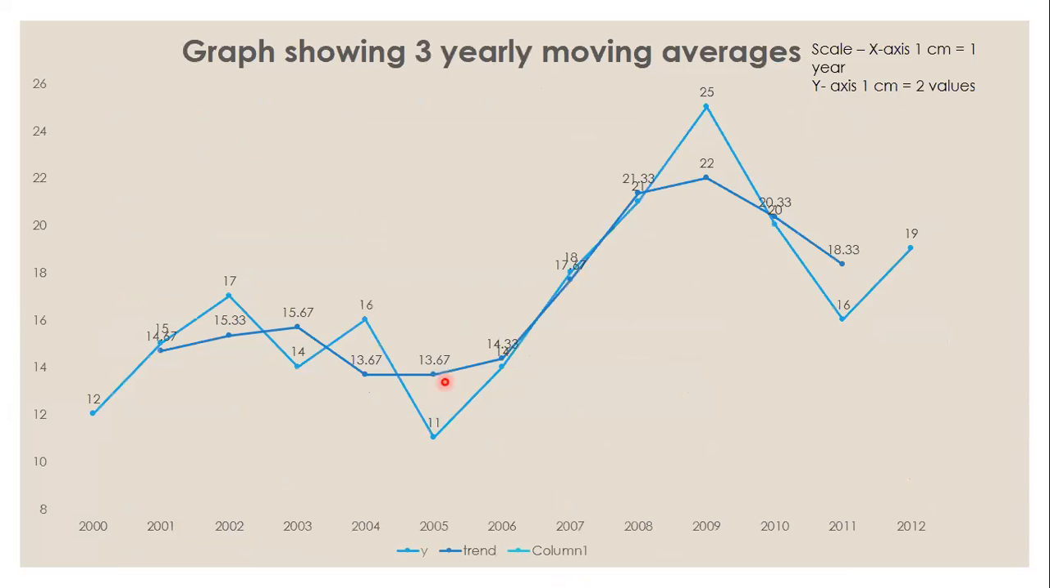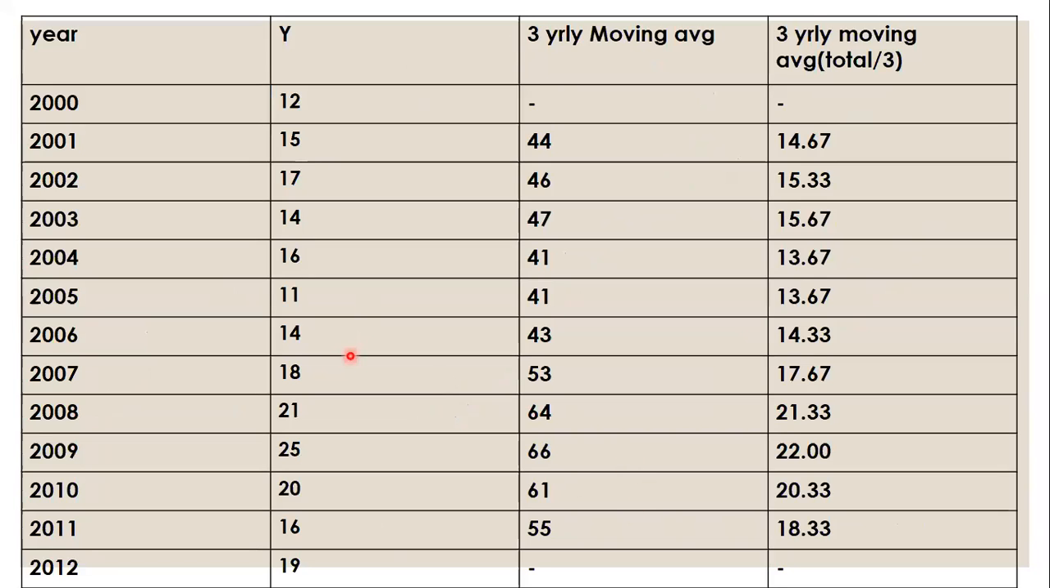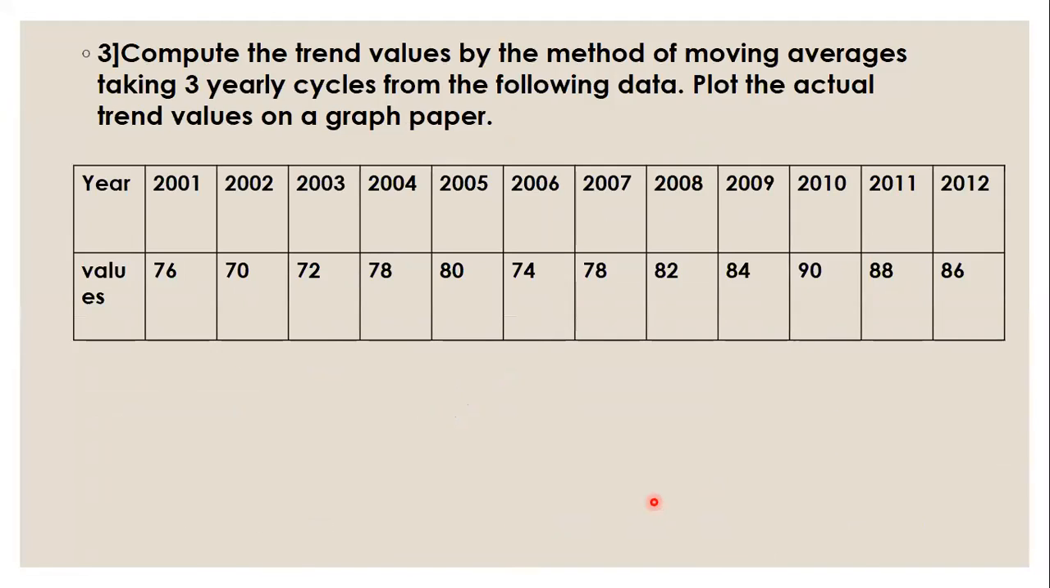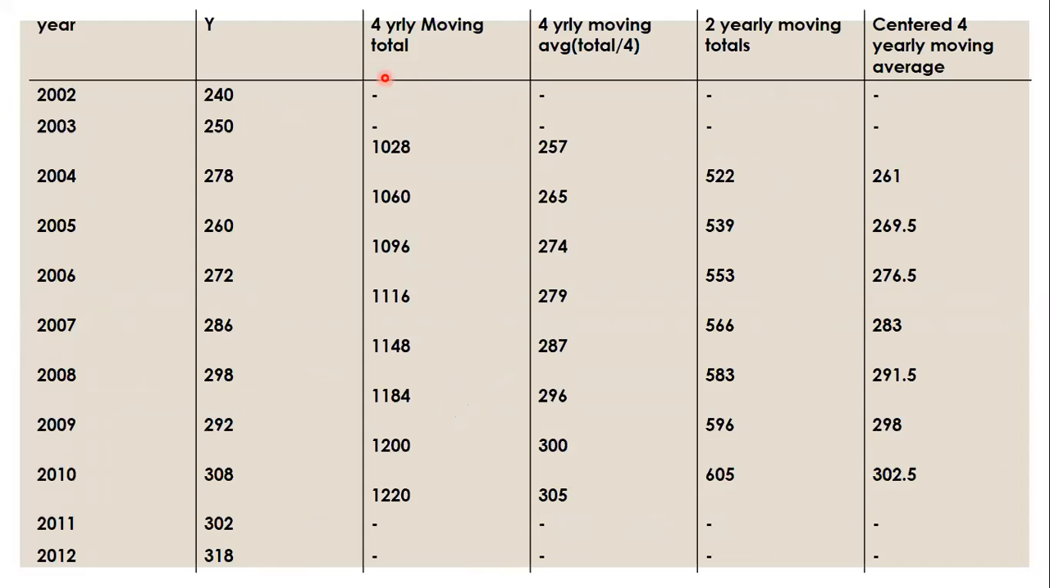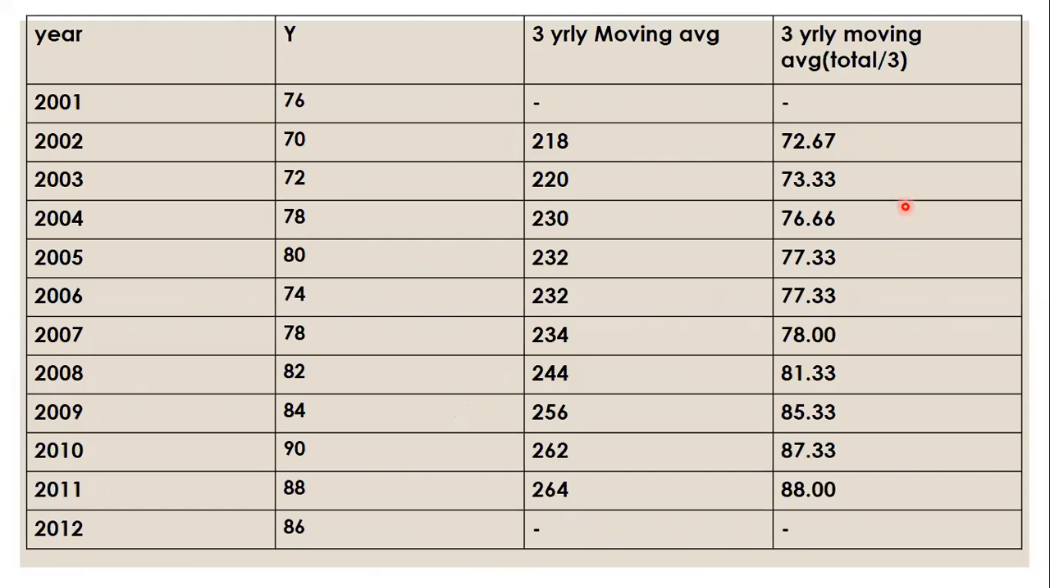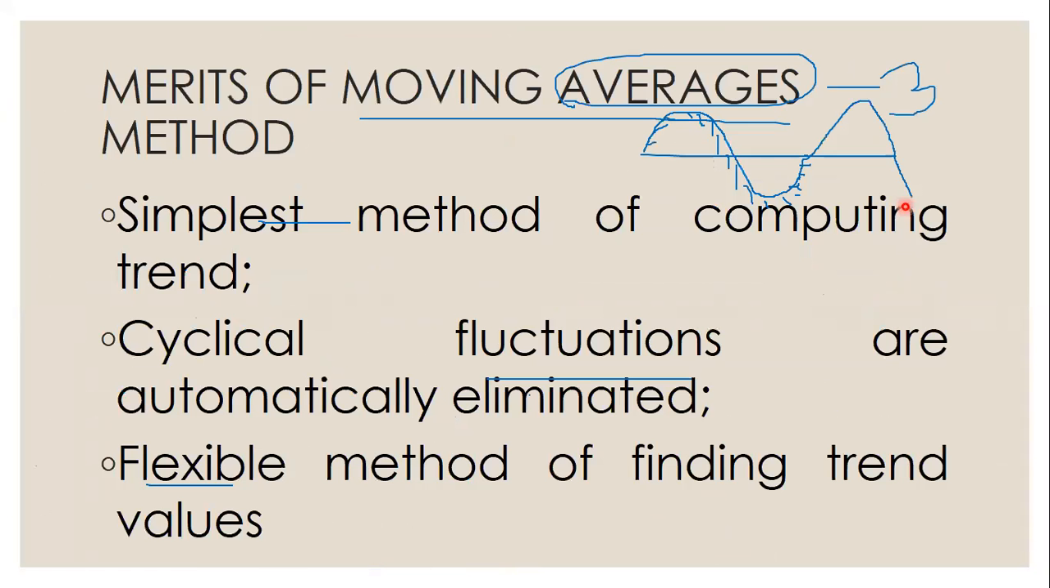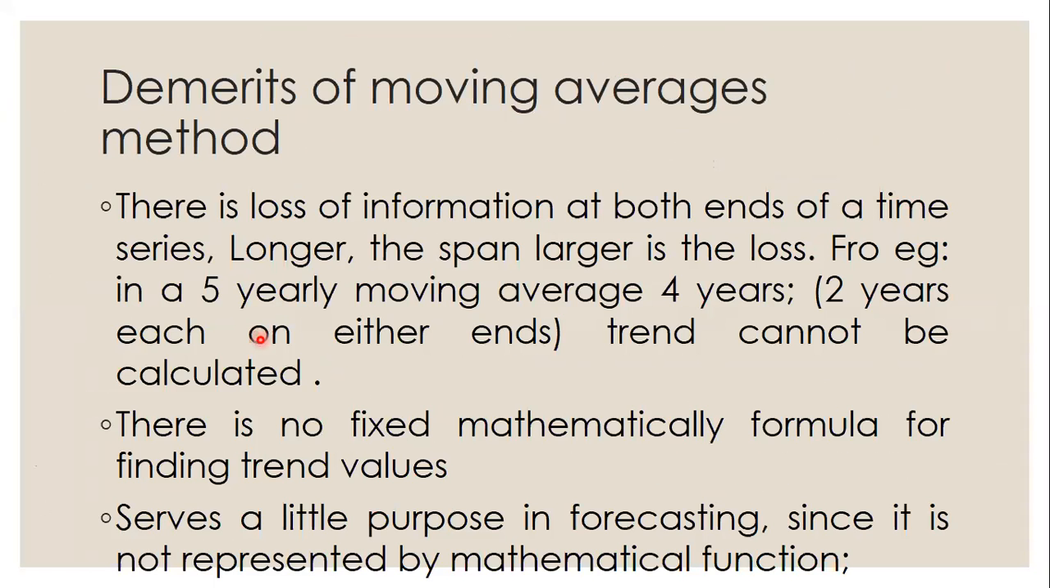Go back to the problem. See, for the 2000 data, there is no moving total and moving average. Again, for 2012, there is no moving total and moving average. Similarly, in the four yearly moving data, the first two values we have not considered, correct? And for the last two values, there is no moving average to be considered. So that is one of the disadvantages, which means we are missing out on some of the data which were supposed to be considered. In a 5 yearly moving average, you will see one data taken out at each end. In a 4 yearly moving average, you'll see two data taken out.